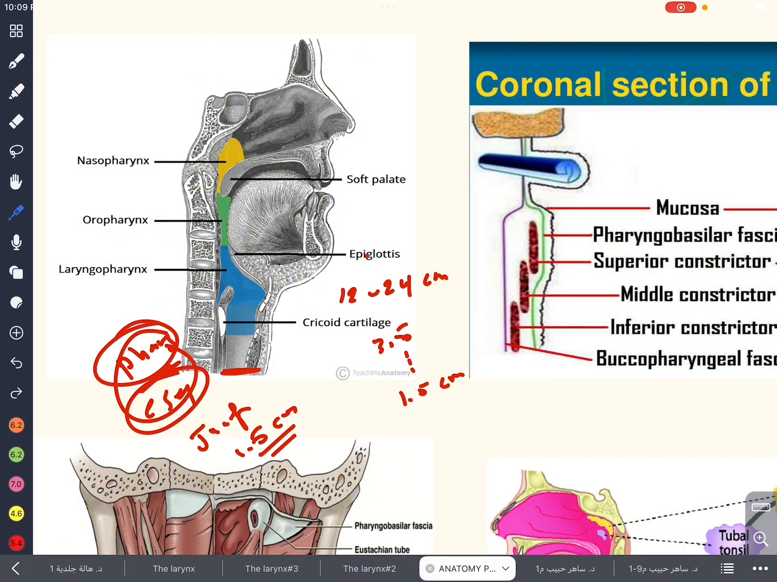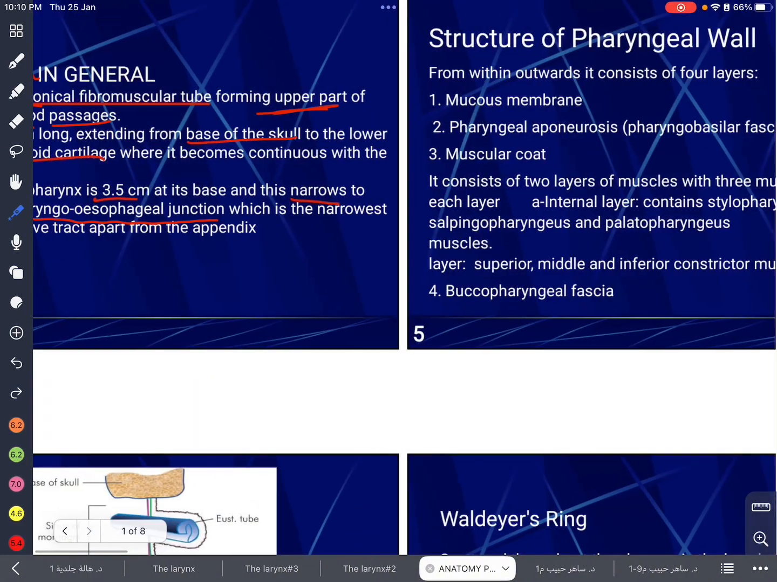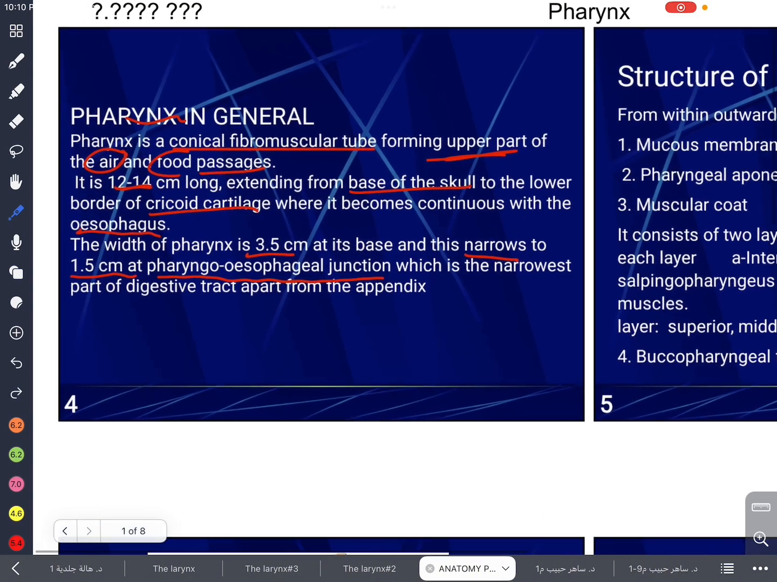The length is about 12 to 24 cm, and the width is about 3.5 cm, and it becomes 1.5 cm at the junction of the pharynx with the esophagus, which is the narrowest part of the GIT. So here with me, let's review this information.